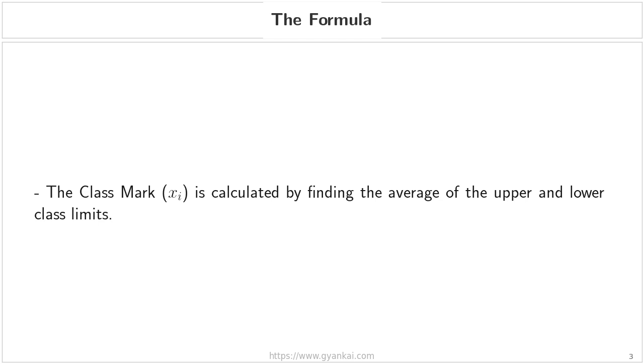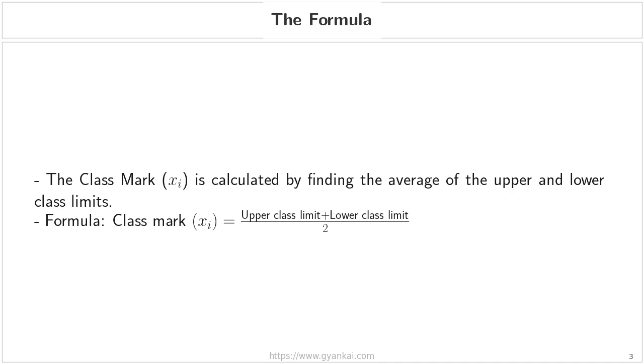The formula. Now that we understand why we need a single representative value for each group, let's look at how we actually calculate it. To find the class mark, which we denote as x sub i, we simply calculate the average of the two boundaries of our interval. Specifically, the formula is class mark x sub i equals the upper class limit plus the lower class limit, all divided by 2. Essentially, you are just finding the arithmetic mean of the two limits to locate that exact center point we discussed in the previous slide.